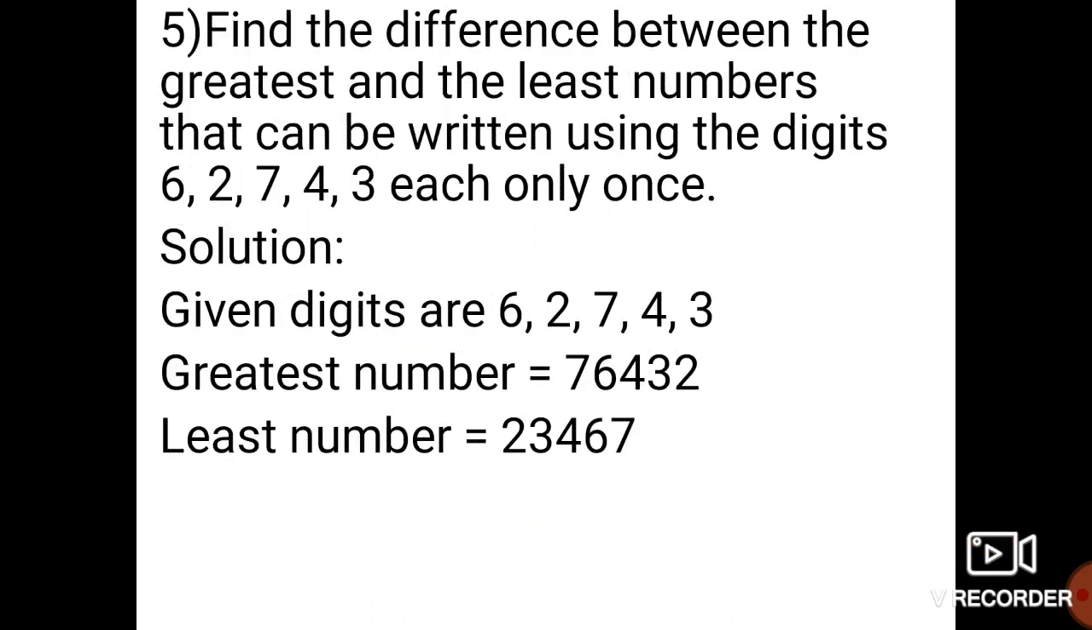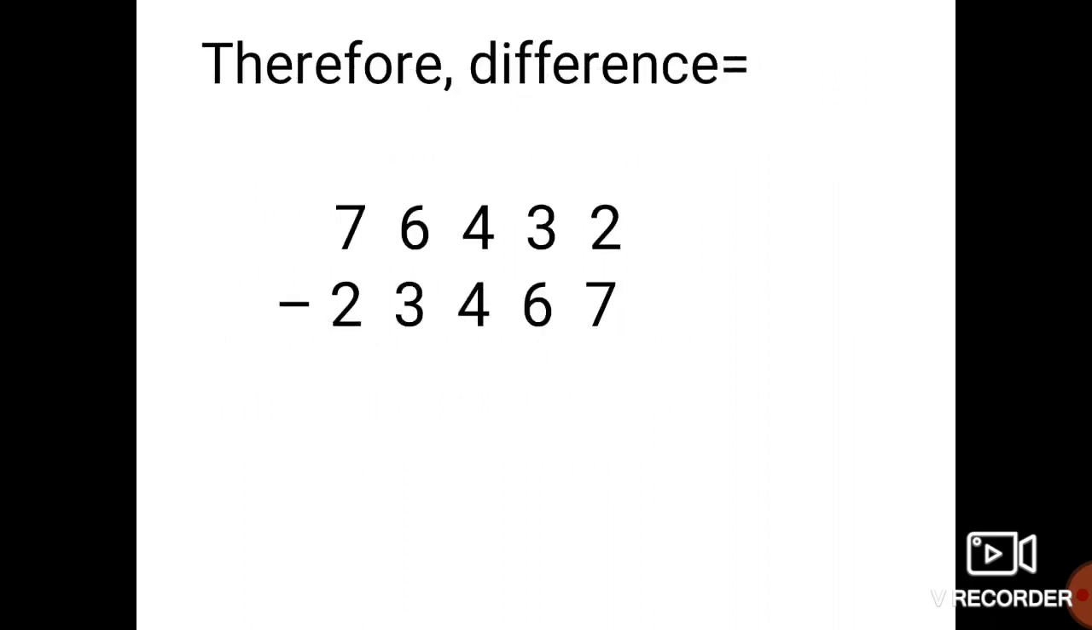Fifth problem. Find the difference between the greatest and the least numbers that can be written using the digits 6, 2, 7, 4, 3, each only once. So only once we have to use the digits. So given digits are 6, 2, 7, 4, 3. So from this we can write the greater number. Which is the greater number? Here 7 first. Next 6, 4, 3, 2. And least is nothing but the smallest number: 2, 3, 4, 6, 7. So we need to find the difference between them.